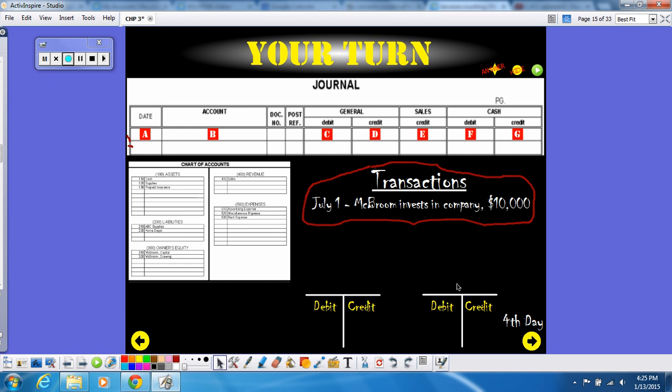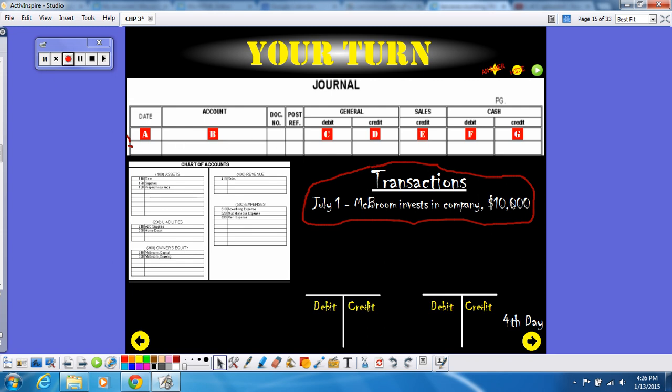All right, let's take a look. July 1st goes over here on the left. McBroom invests in the company. If you were using a chart of accounts, you would know that this goes in McBroom Capital, so McBroom Capital would go here.